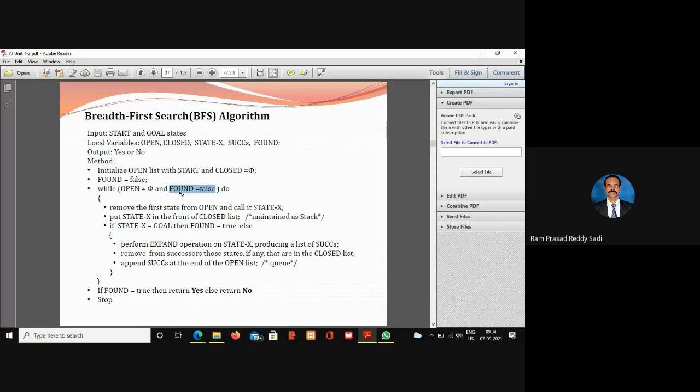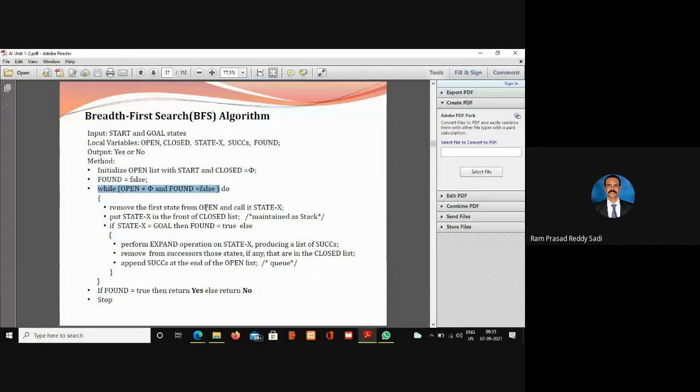If both are satisfied, that means open is not empty, so it still has nodes to be explored and expanded, and at the same time found is not true, so we need to continue the process. So while open is not equal to empty, because what is open initially containing? The start state. And what is the initial value of found? It is false. So with this condition being satisfied, we will run through these steps.